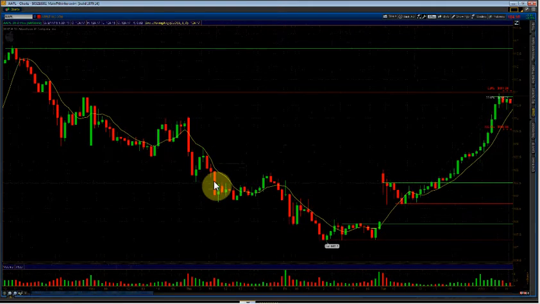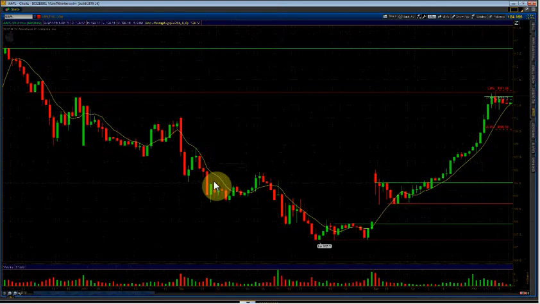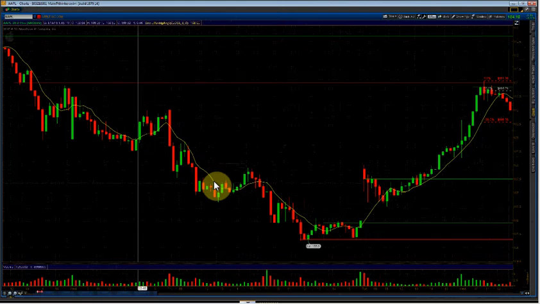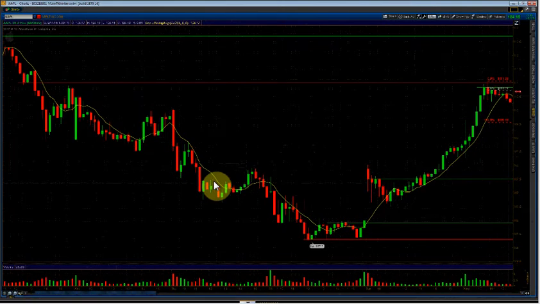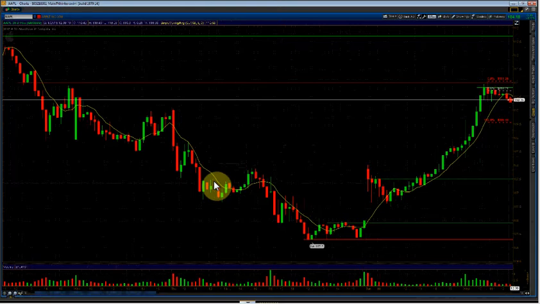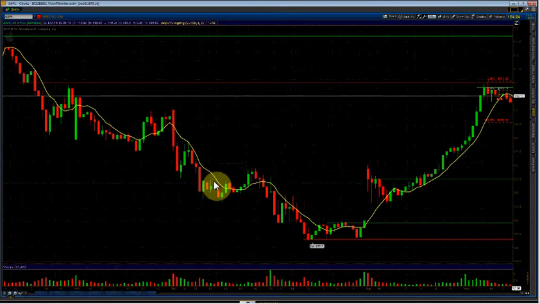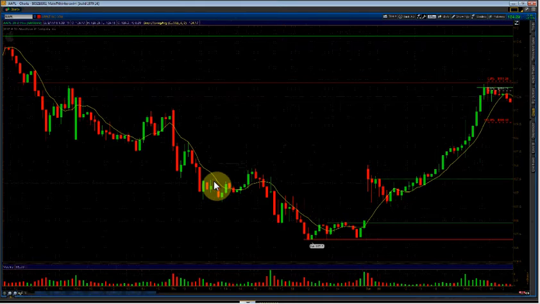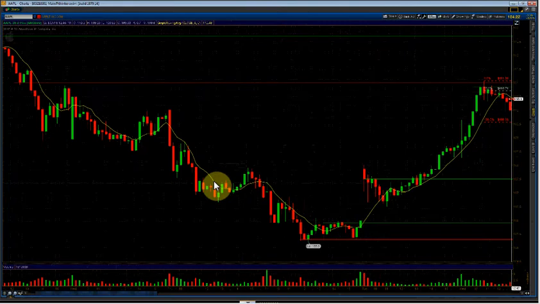As the candles progress, you notice right here, your 8 SMA curled down, right? Your 8 SMA curled down right here. And as the first candle that closed when it curled down, all you got to do is wait for the next candle to open. And if it kept going red, you're going to buy another one.